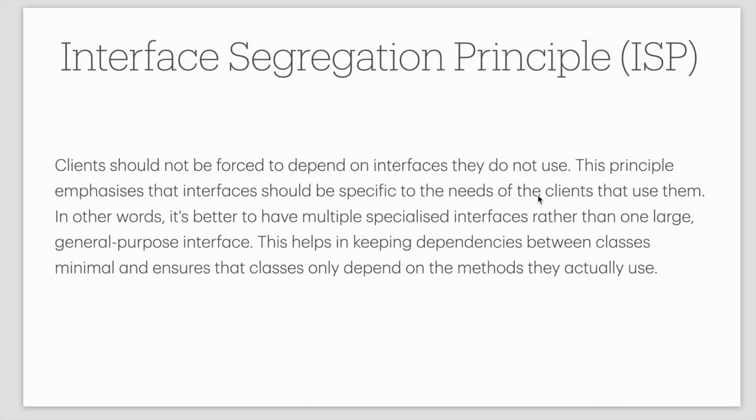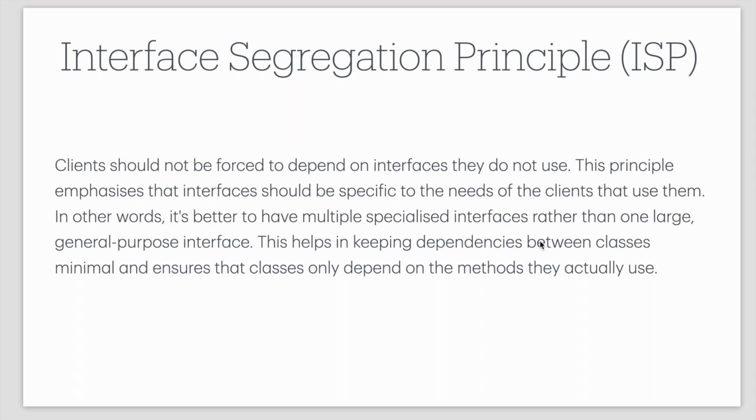The next principle is the Interface Segregation Principle (ISP). The ISP states that clients should not be forced to depend on interfaces they do not use. This principle emphasizes that an interface should be specific to the needs of the clients that use it. Instead of creating one large interface, we should segregate it into multiple interfaces so that, based on their needs, clients can implement whichever interface suits them.